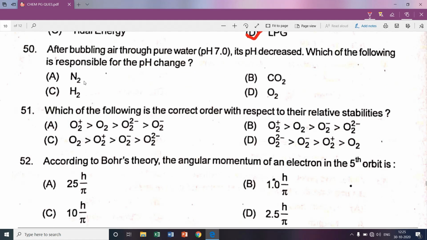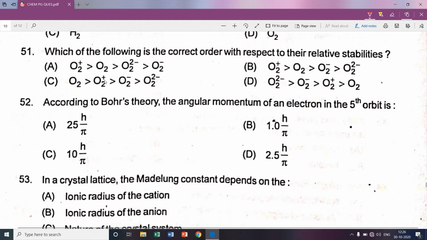50. After bubbling air through pure water, whose pH is 7, its pH decreased. Which of the following is responsible for the pH change? Carbon dioxide. Option B is responsible for the pH change because carbon dioxide in the air reacts with water to produce carbonic acid. The hydrogen ion released by the carbonic acid decreases the pH of pure water.